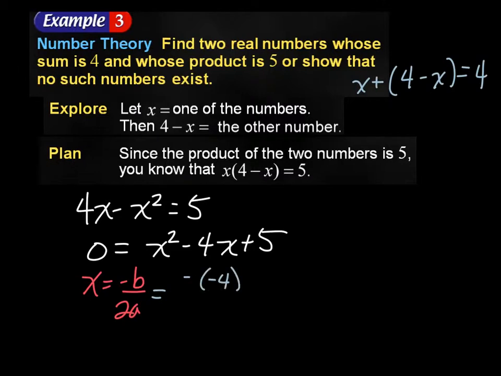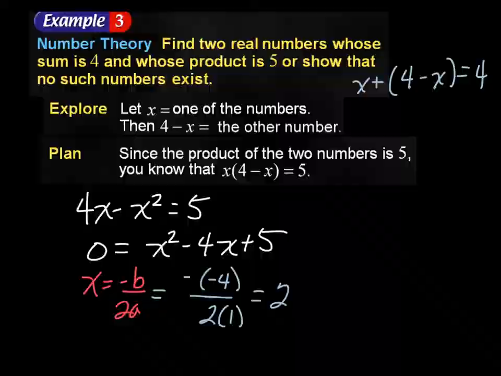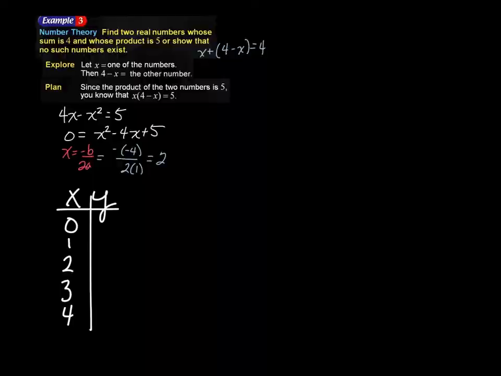Finding our axis of symmetry, so we know where to center it again. We got -4 again over 2 times 1 again. So x equals 2 is going to be our axis of symmetry. If we substitute 0 in for x, we get 5 for y. 1 gives us 2. 2 gives us 1. 3 also gives us 2. And 4 gives us 5 again.